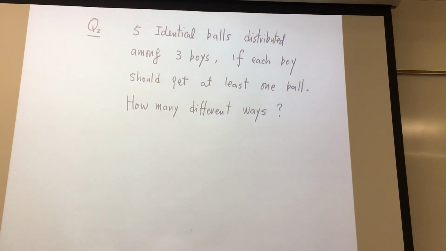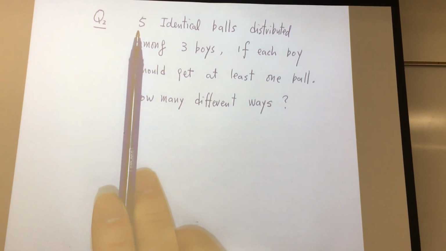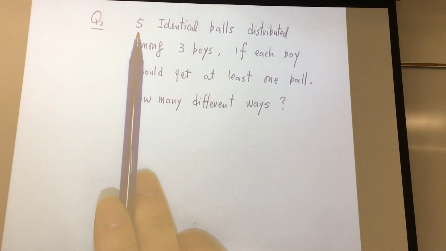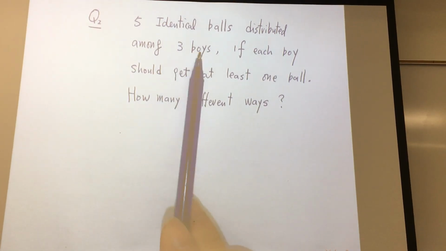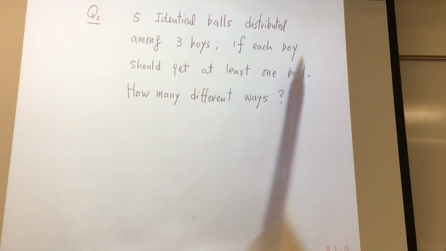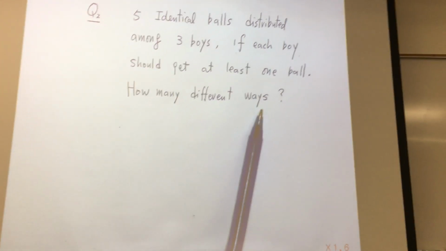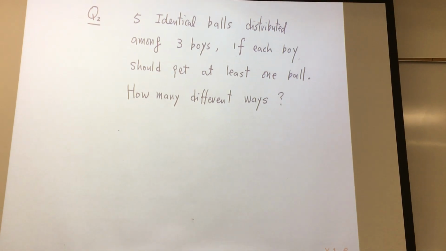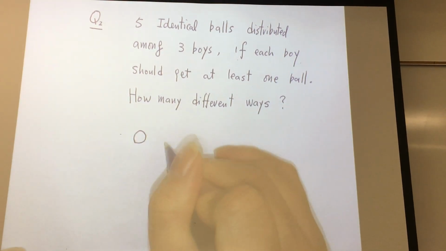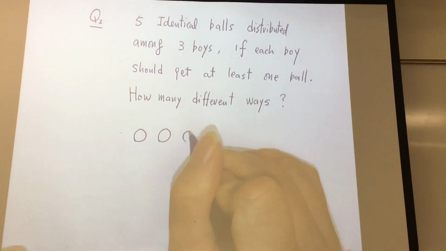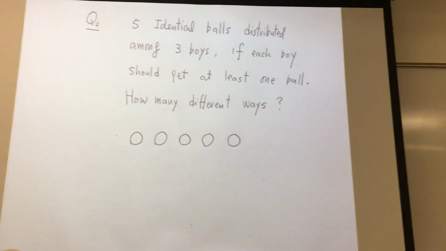Now, let's look at the second question. Instead of 5 different balls, I change to 5 identical balls, distributed among 3 boys. If each boy should get at least 1 ball, how many different ways can we do this? Okay, so now we have 5 balls, and I don't number them, so you cannot tell which ball is which. They look exactly the same.